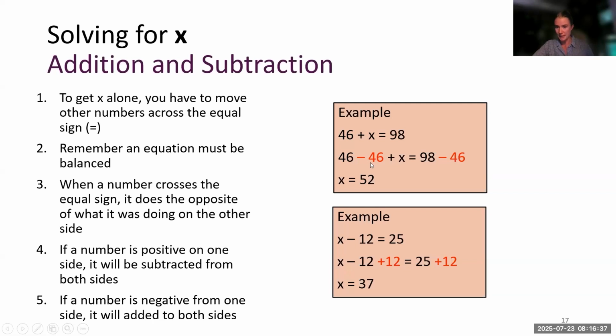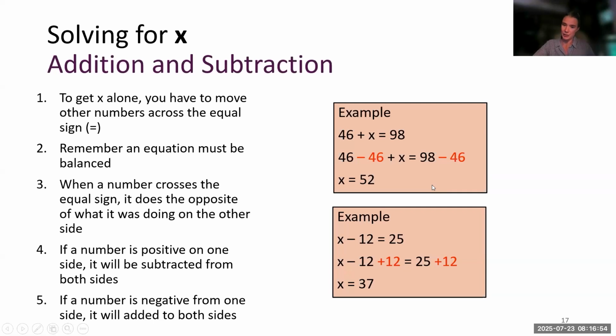So we cancel it out basically. And then we're left with x equals 98 minus 46 on the other side. And that's a pretty easy calculation. If we plug that into the calculator, we get x equals 52. So we know that our x is 52.